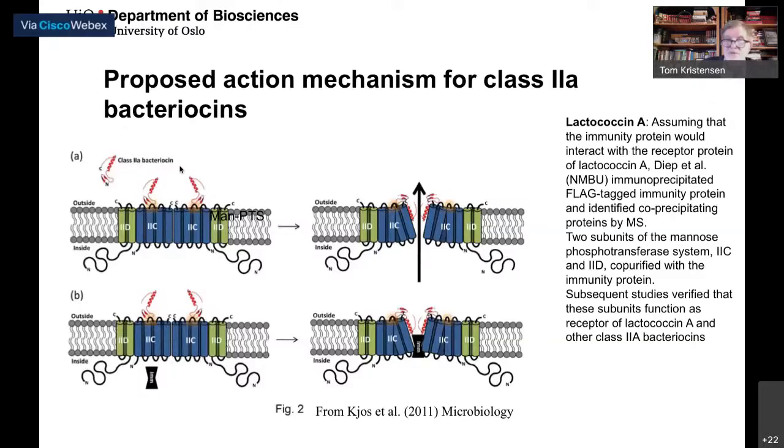Lactococcin A was already solved, so we looked at some other bacteriocins, and we were mainly interested in bacteriocins which consisted of two peptides, which both had to be present in order to kill the recipient cell.